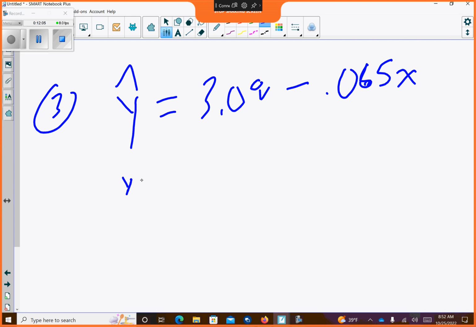If you had a problem written like this, that is also 100% correct. Okay, the hat is not necessary for your answers. I just want you to know that sometimes I might give you something that has y hat. When you start seeing y hat, that means that was the equation that was gotten from data. Okay.